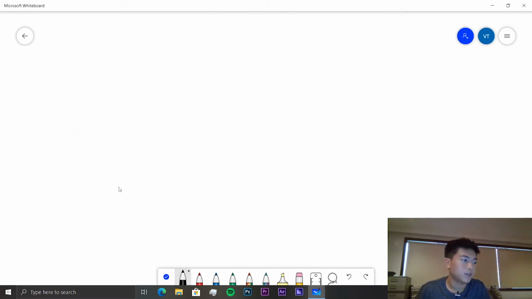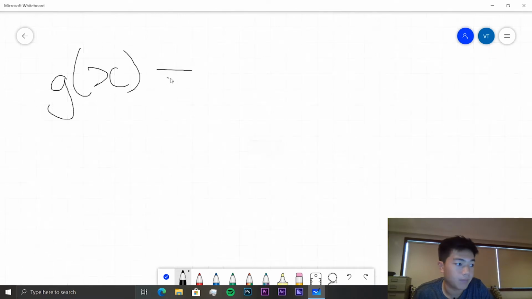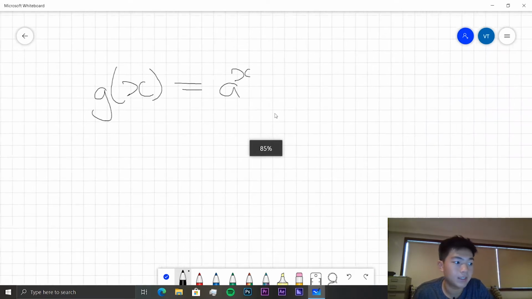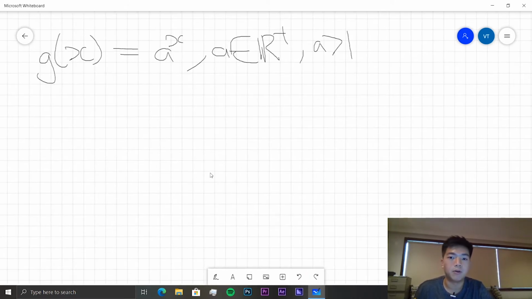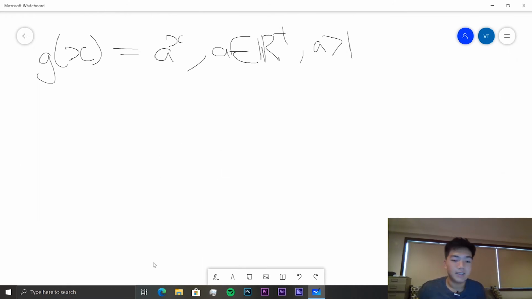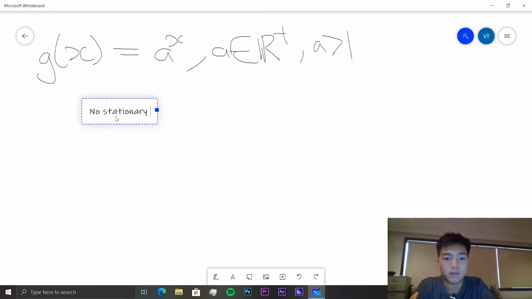Exponential functions are the family of curves of the function g(x) equals a to the power of x, for which a is a positive real number and a is greater than 1. So this means that we have growth over time. And these have some properties. First of all, no stationary points. They are always increasing, which means that they always have a positive gradient.